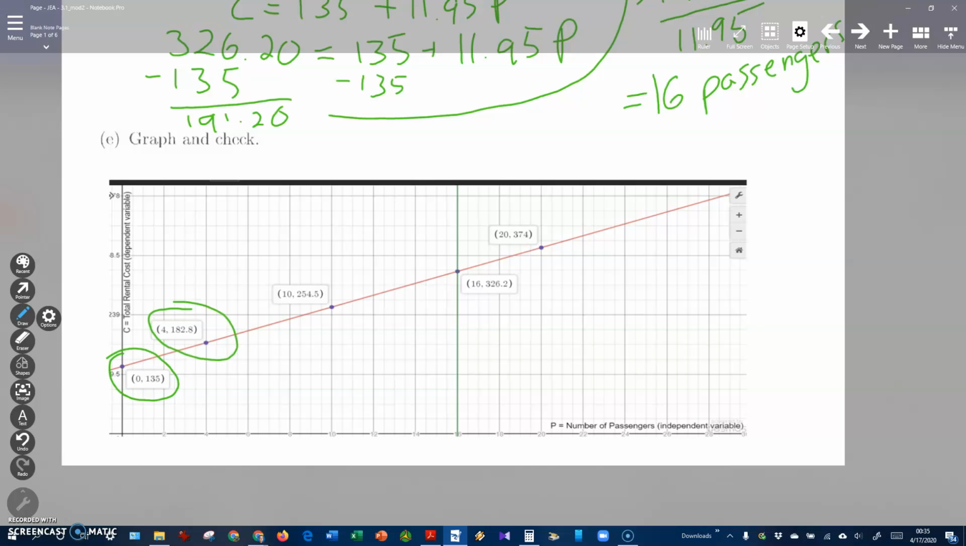4 passengers are at $182.80. 10 passengers, $254.50. 20 passengers over here, $374. And then this green line here represents the 16 passengers, $326.20 for 16 passengers. And you can see that our x-axis represents the number of passengers as our independent variable, and our vertical axis is our dependent variable, which is the total rental cost. So there is question E.